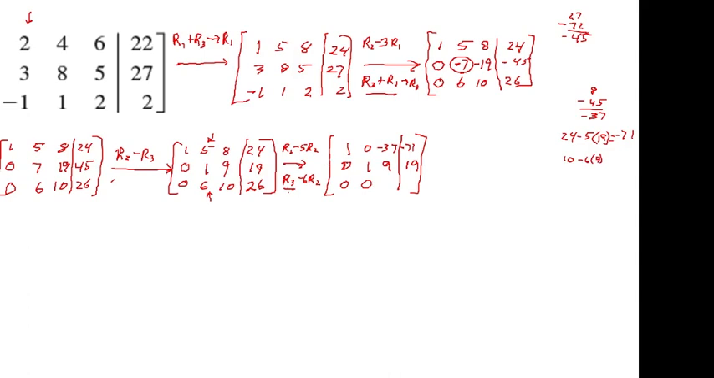10 minus 54 is negative 44. And then 26 minus 6 times 19. Once again, I'm going to use the old calculator on that one. 26 minus 6 times 19 is negative 88. Okay?